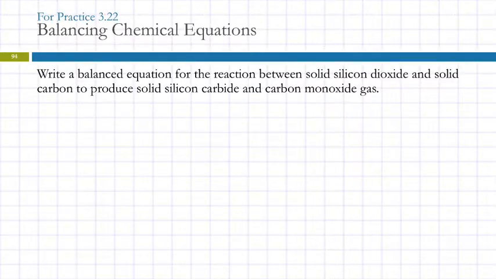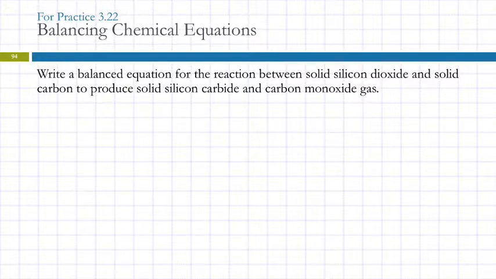So let's do a couple of examples. These are also going to give us some practice in writing formulas from names of compounds. So write a balanced equation for the reaction between solid silicon dioxide and solid carbon to produce solid silicon carbide and carbon monoxide gas. Okay, it's like this is sounding like real chemistry now, right? So that's a bunch of words. We need to interpret the words.